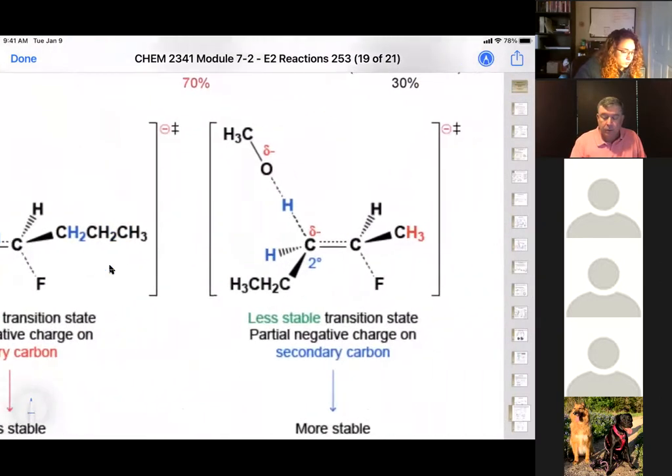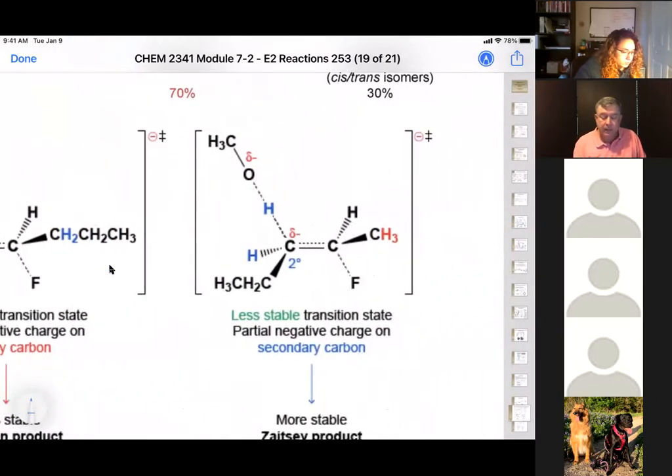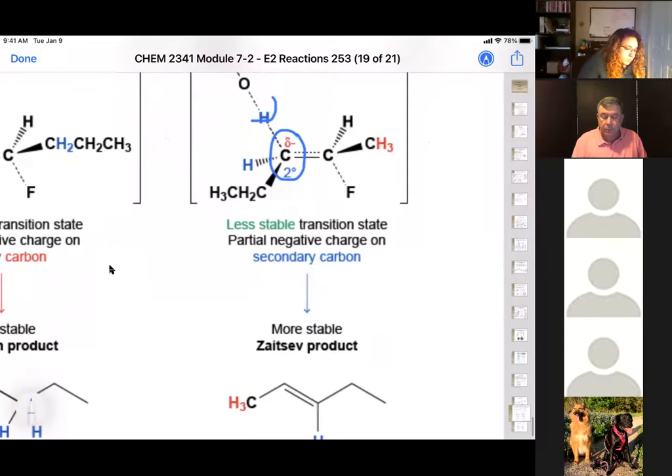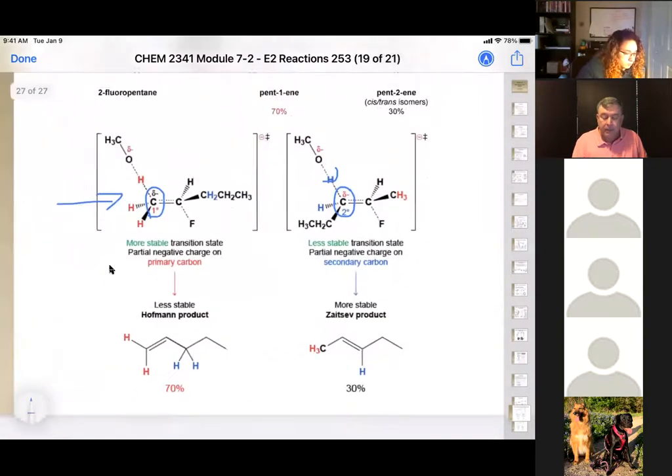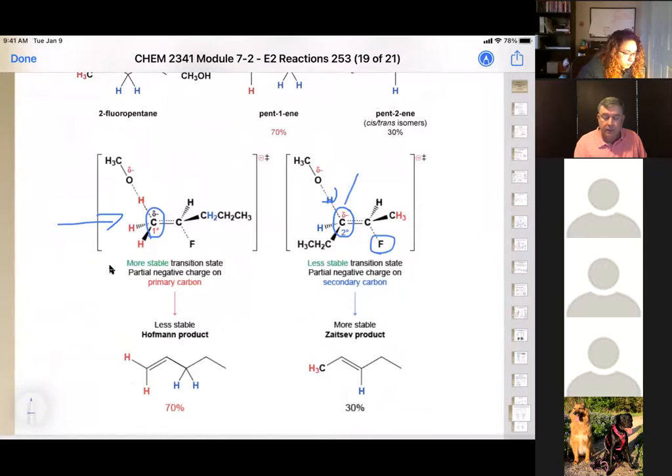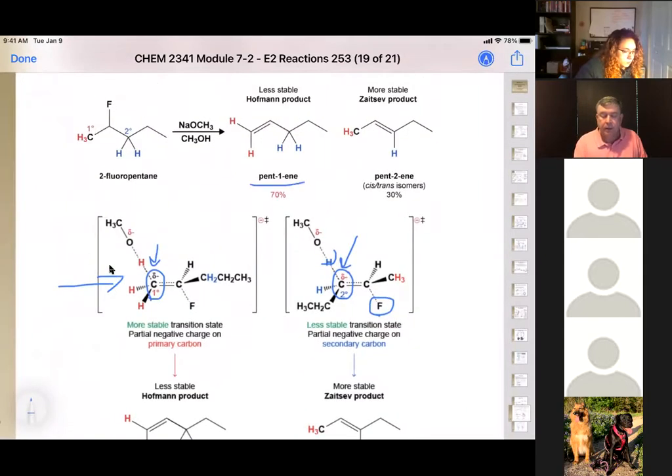If we go to pull off the secondary hydrogen here, that would give us a negative charge on our secondary carbon, which is less stable. That would give us our Zaitsev product, the more substituted product. But because of the strength of that fluorine bond and because of the nature of forming a negative charge on carbon, we want the negative charge on carbon to be on the least substituted carbon whenever possible. Then that explains the product ratio between the mono substituted versus the di substituted.